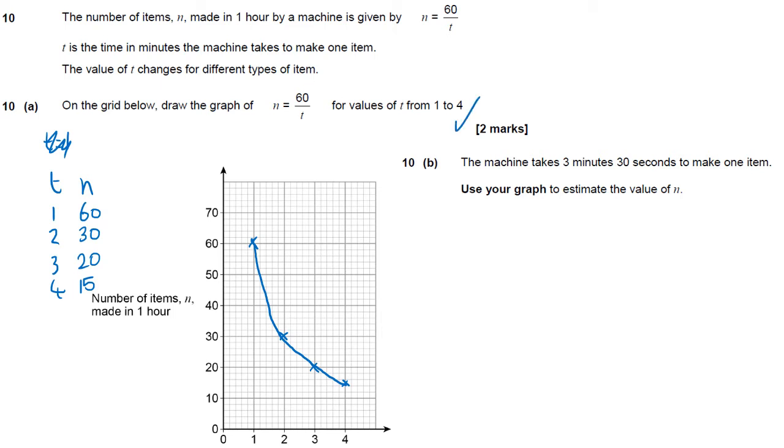The second question says the machine takes 3 minutes and 30 seconds to make one item. Use your graph to estimate the value of n. So 3 minutes and 30. Let's go up there. So 3 minutes and 30 and then along to find n. And we get a value around about 17, I would say. So it's just a case of using the graph to then go back up from the x-axis back to the y-axis and read off the value.